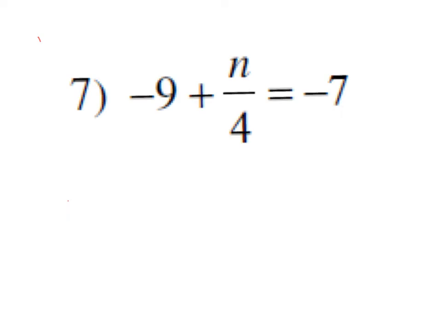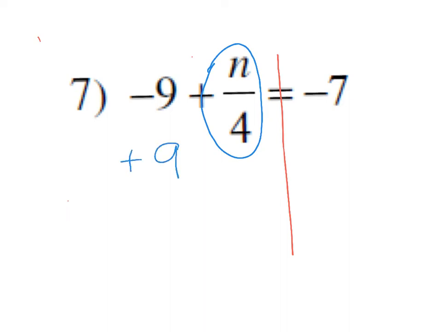Number 7, I have negative 9 plus n over 4 equals negative 7. The first thing I'm going to do is draw my fence. Next, I'm going to circle my variable term. And now what I want to do is move that negative 9. I understand that it's being added to the n over 4, but I have to keep in mind I want to cancel it, make it get to 0. So to get rid of the negative 9, to get that to 0, I would add 9. And then what I do to one side, I do to the other side.